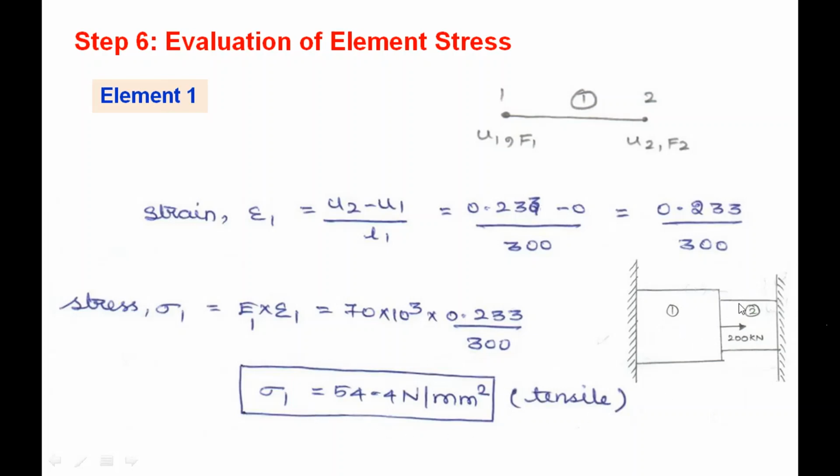So you see the load acting at node 2. For section 1, it is like a tensile load. That is why we are getting positive stress, tensile stress. But when you take section 2, the 200 kilonewton will be a compressive load. So section 2 will have a negative stress, that is compressive stress, that we will check.